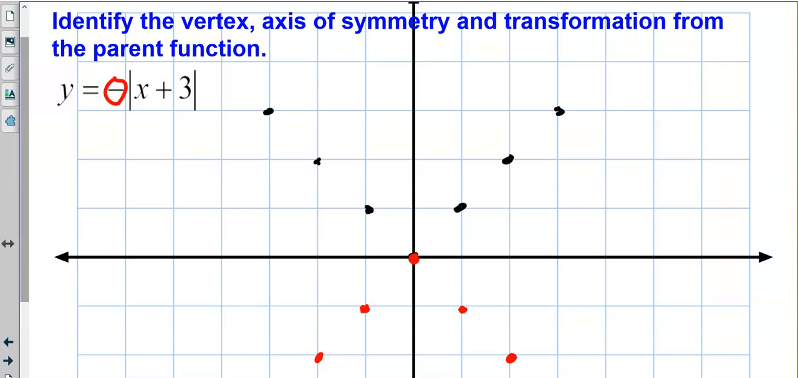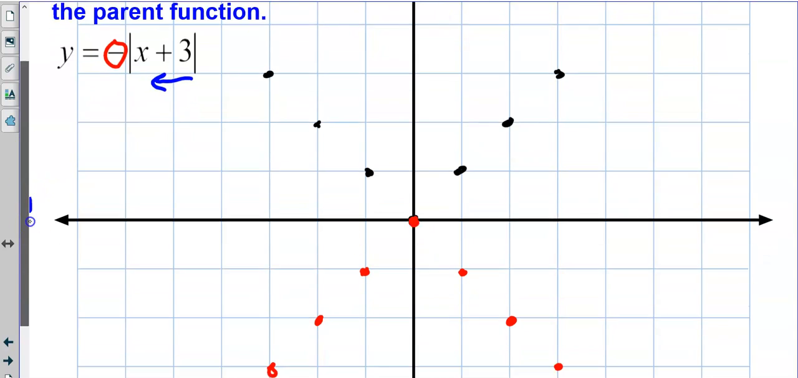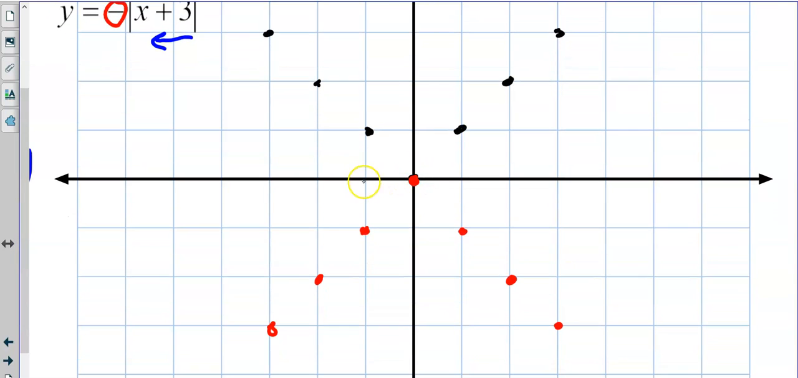The plus 3, remember, it goes the opposite way you think. Instead of going to the right 3, it's going to go to the left 3 when you're adding a number. So I'm going to take all those red points and move them all to the left 3. 1, 2, 3, there's my point. 1, 2, 3, there's my point. You kind of see the pattern now.